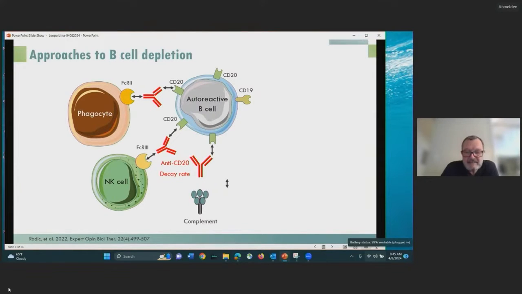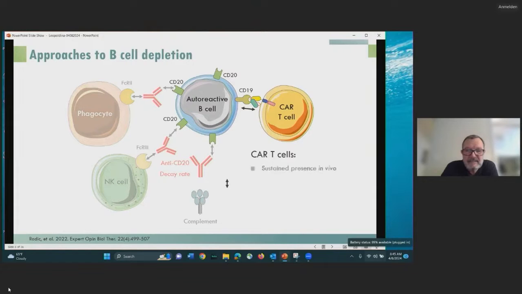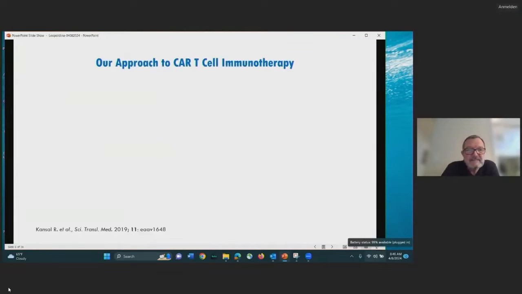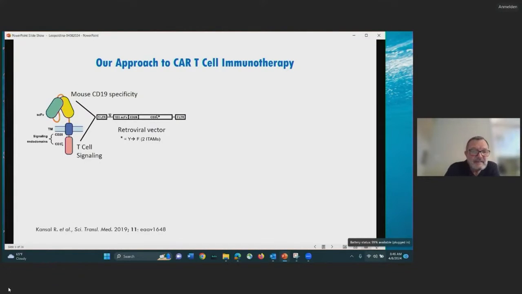Now, as you have already known, of course, the title of this conference or symposium is on CAR T cells, and they have several advantages. First of all, it's a direct interaction with the cell to be killed, but they also are able to reproduce in the host. They're replicating, thus a living drug. They are migrating throughout your body, including the central nervous system and other tissues. And as I said, their effect on target cells is direct and cytotoxic. So we decided to use an approach in which we would test this in a mouse model system.